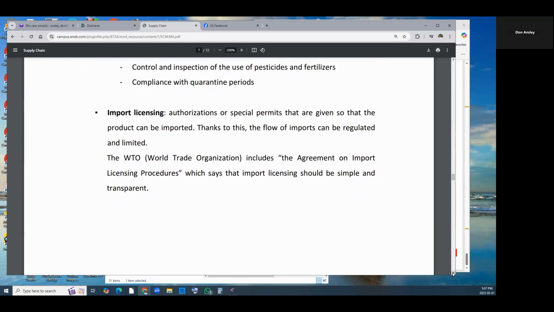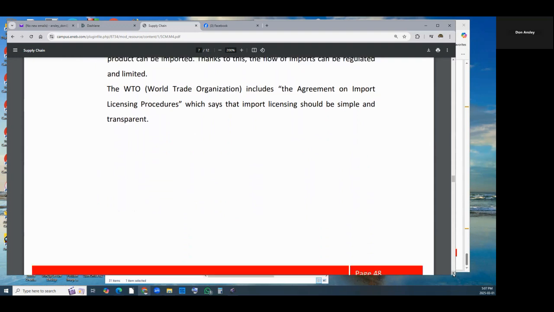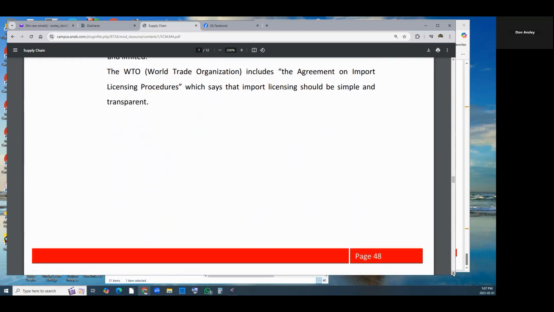Import licensing: authorizations or special permits that are given so the product can be imported. Thanks to these, the flow of imports can be regulated and limited. The World Trade Organization includes the Agreement on Import Licensing Procedures, which says that the import licensing should be simple and transparent.